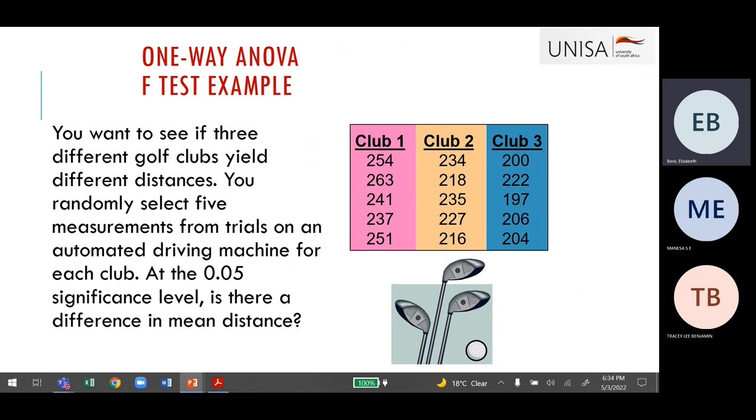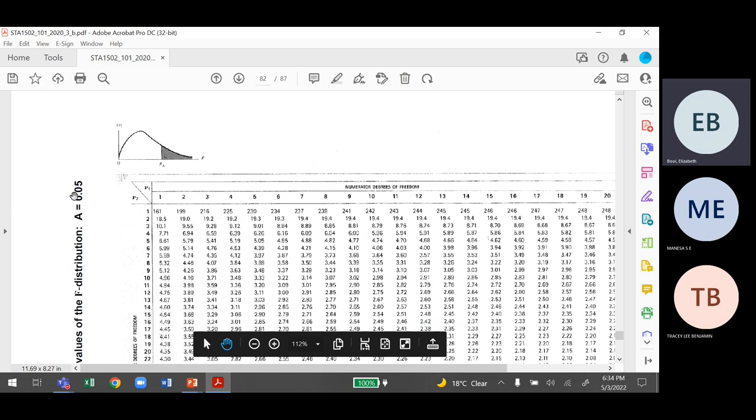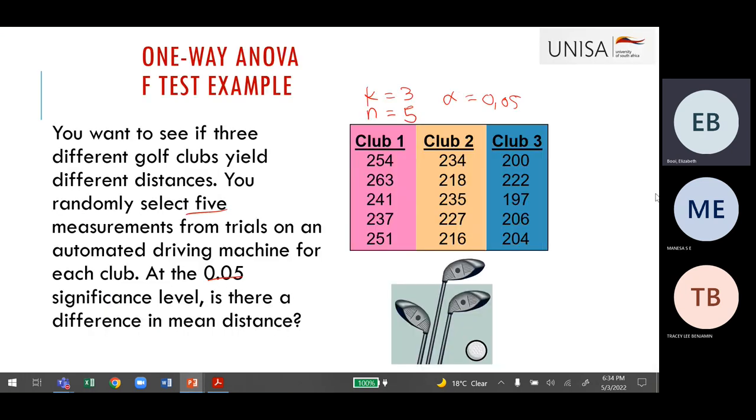We are given five measurements from every trial, so we are given our n, which is our sample size within each one of the groups. We can already identify our k, which is our number of groups. There are three. We have n because there are five measurements in each, so that will be five. What else are we given? We are also given the level of significance, which is alpha, 0.05. So if we have to find the critical value, we're going to look at alpha of 0.05, find the degrees of freedom and find the critical value. So we have all the information that we need in order to answer our hypothesis test.